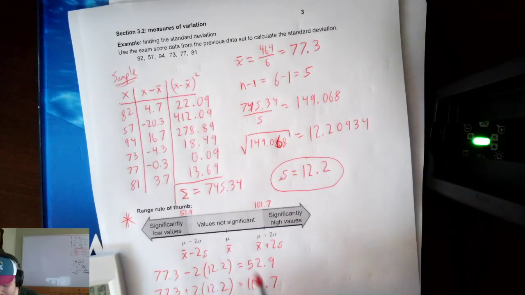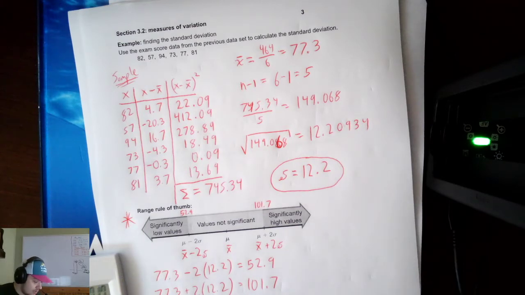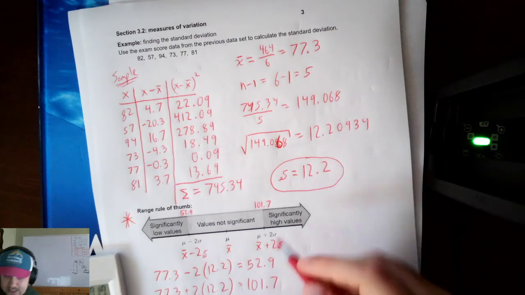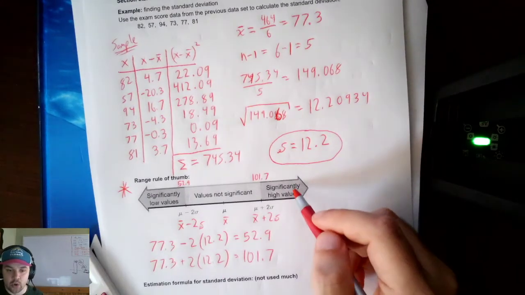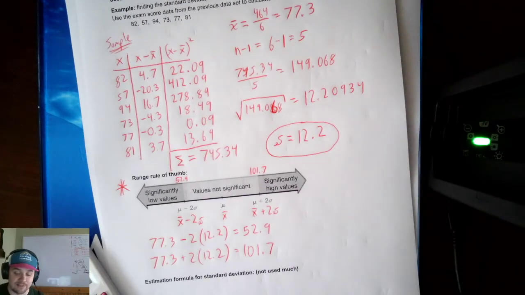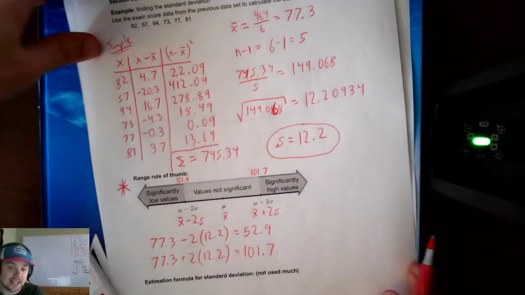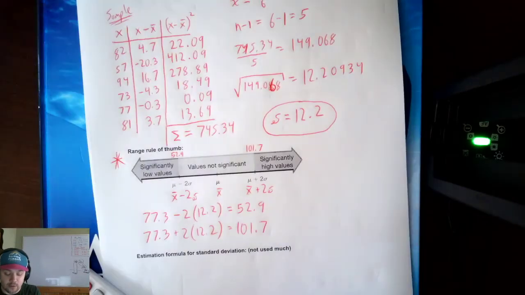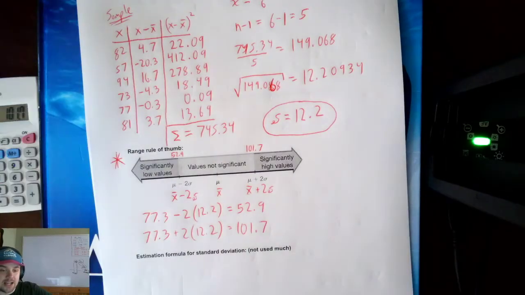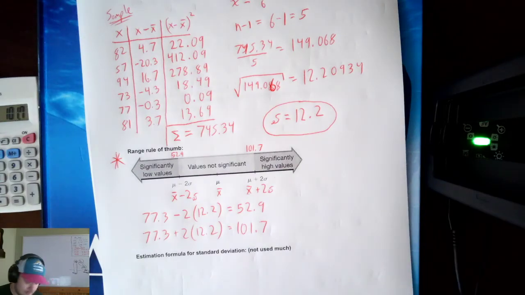The range rule of thumb helps us separate significantly high and significantly low values. It helps us calculate these values. We will see this several times in our course. We will talk about the range rule of thumb several times, so you will be seeing this again later in our course. But for right now, we want to introduce it because it relates to standard deviation.